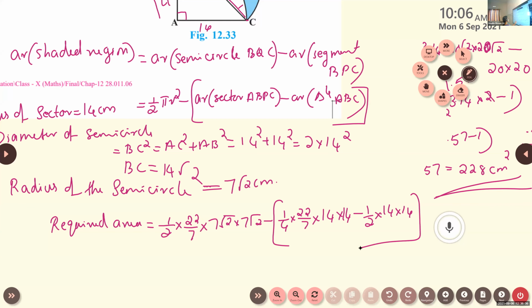If you want, you can write one more step. Writing the formula, half pi r square minus 1 by 4 pi r square minus half b h. Here, these two r's are different. One is the radius of the semicircle, the other is the radius of the sector. One is 7 root 2, the other one is 14. Find out the value.